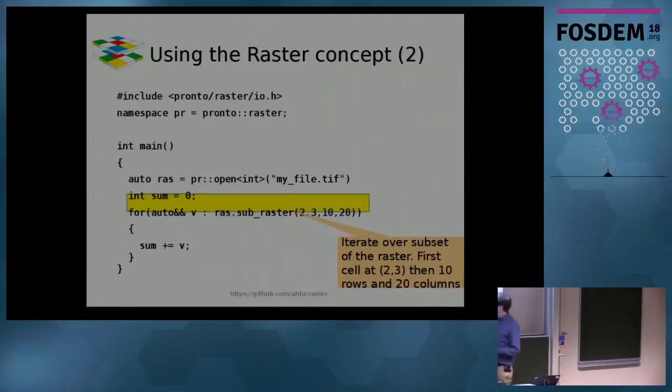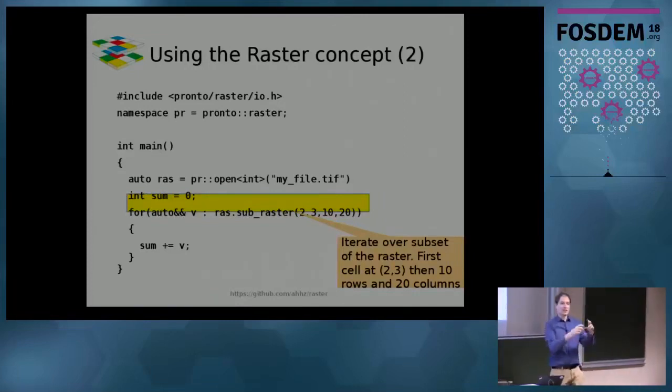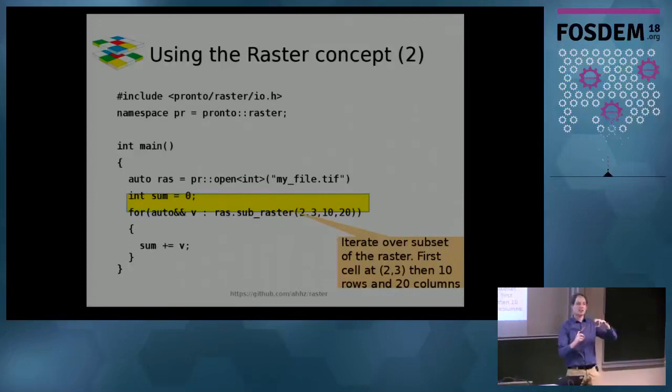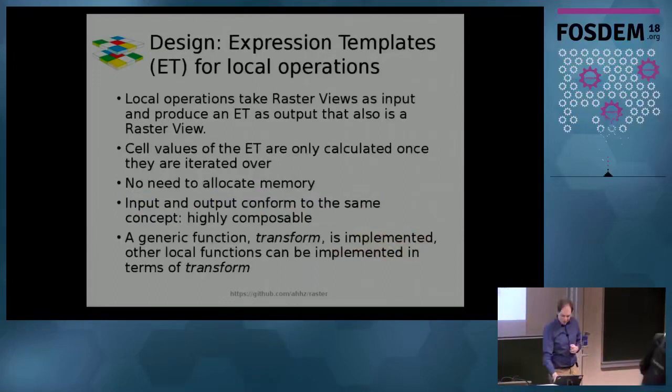Likewise, I can open a file, and then I can say, go over only these 10 rows and 20 columns. And then the cost of this little program that opens a big data set and then iterates only over a small part of the data set is proportional only to that small part of the data set. Yeah? So you don't have the cost of the big data set. Okay, so that's a raster.